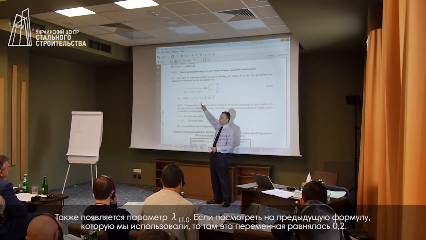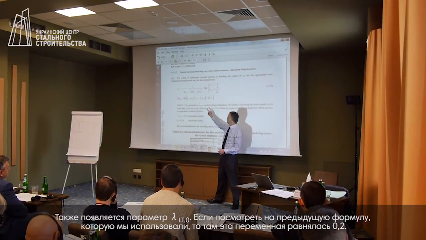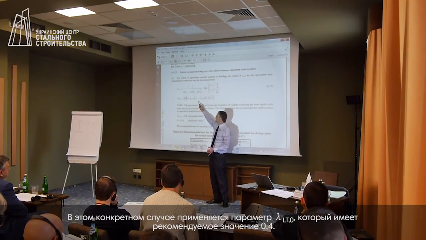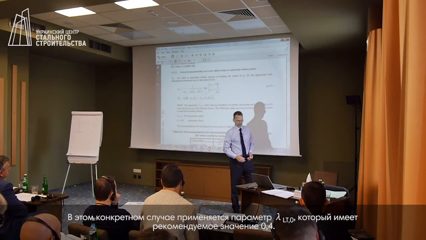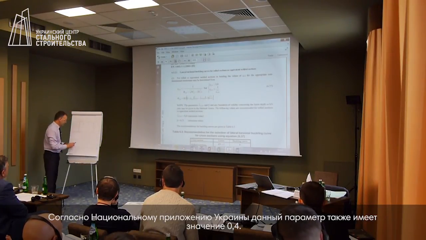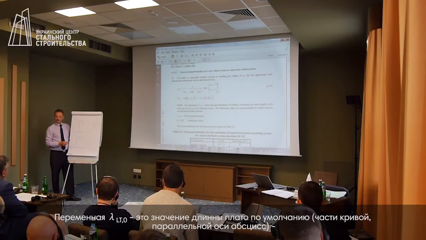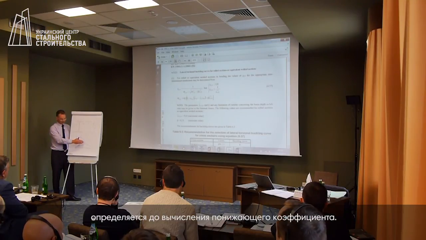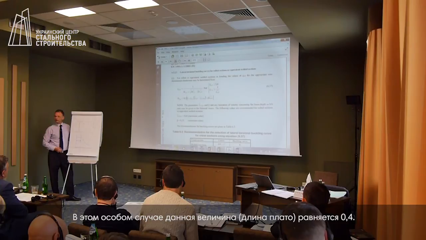It also has another term, lambda bar LT0. So if you look back at the previous formula, that value was 0.2. In this special case, it's described as lambda bar LT0. It has a recommended value, and the value is 0.4. The Ukraine National Annex accepts that recommended value of 0.4. The variable lambda bar LT0 is the length of the plateau before there is any reduction taking place. So in this special case, the length of the plateau goes out to 0.4.